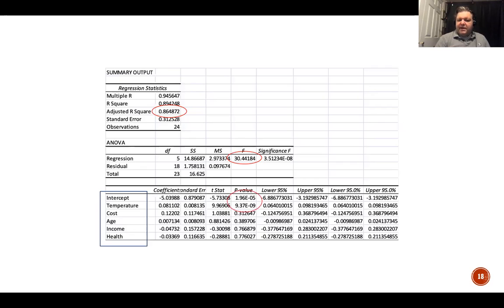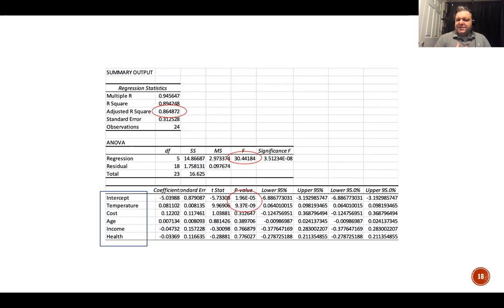So here's my p-value right here. My p-value for the intercept is 1.96 times 10 to the minus fifth. My p-value for temperature, the next variable, is 9.37 times 10 to the minus ninth. Again, really small. Now look at the other four.